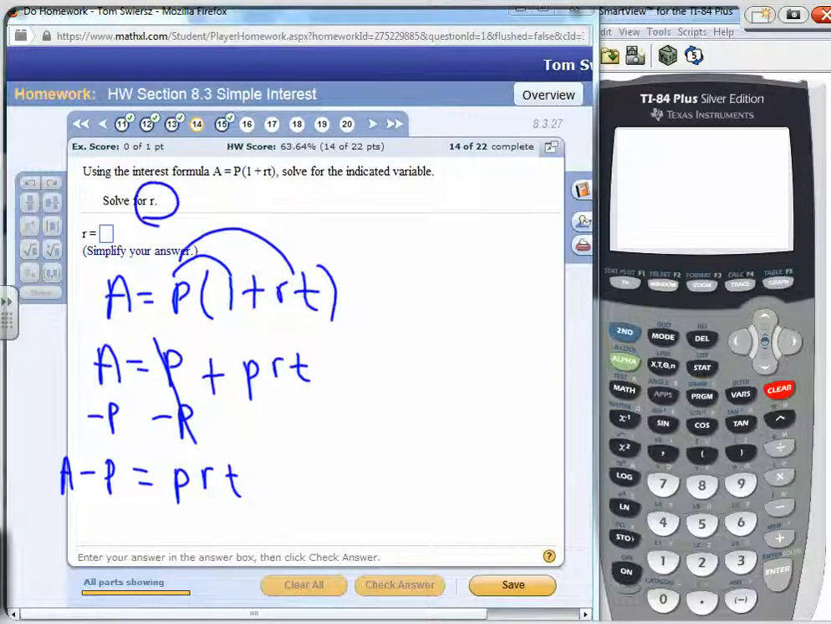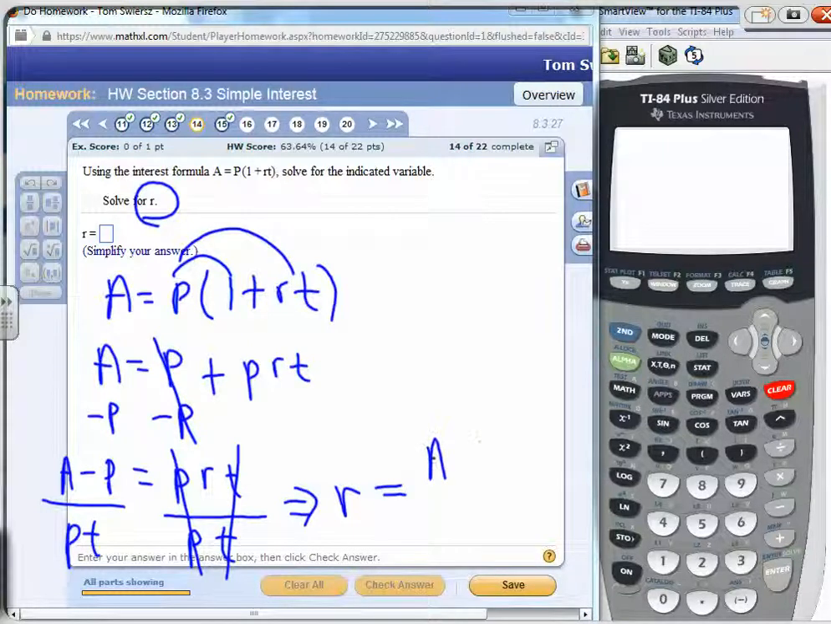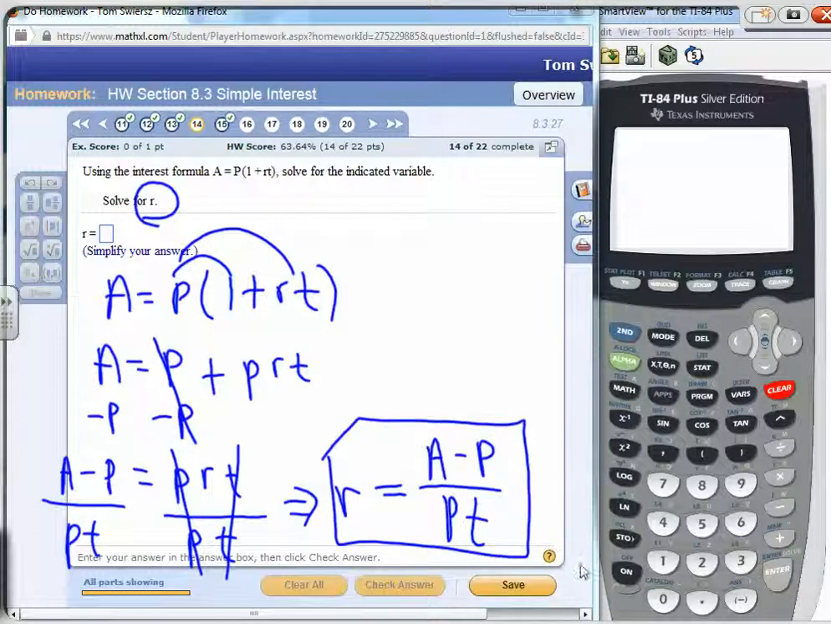Now we're trying to solve for R. We're multiplying by P and T, so you can divide by both P and T. P over P is 1, T over T is 1, so that gives us just R. And the left side is A minus P over PT. And again, the P's will not cancel because you have a subtraction in the numerator. So you just leave your answer like this, and MyMathLab will accept it. So you can just put in your answer as A minus P over PT, as one big fraction.